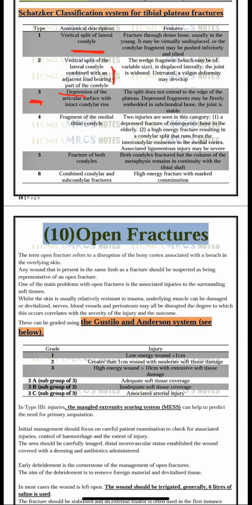Type 4 is medial condylar fracture. Type 5 is both condyles, medial and lateral. Type 6, both condyles and subcondylar fracture. I will show you Schatzker classification in a simple way.